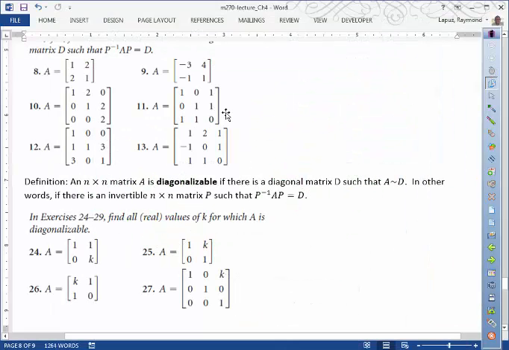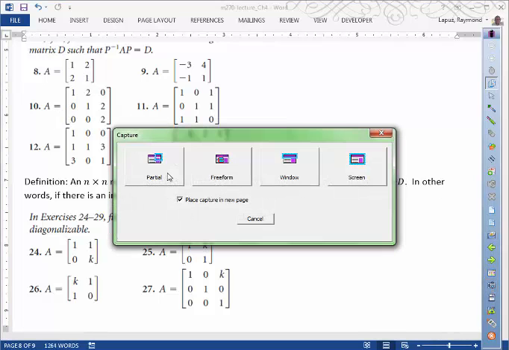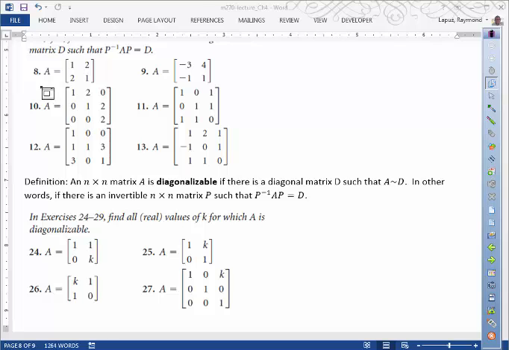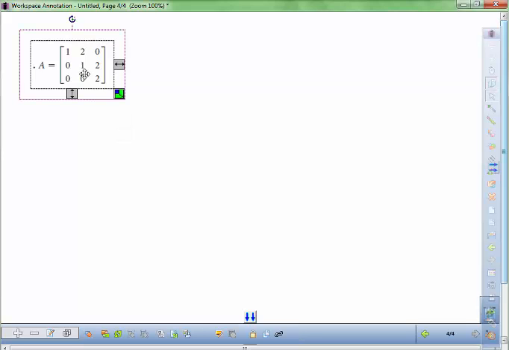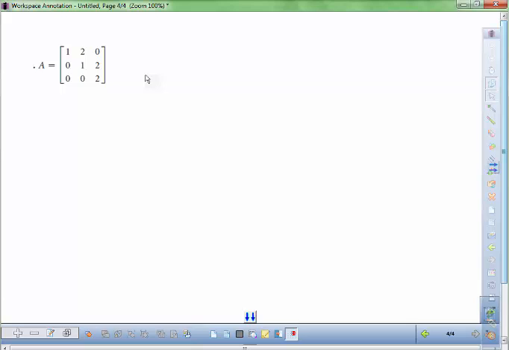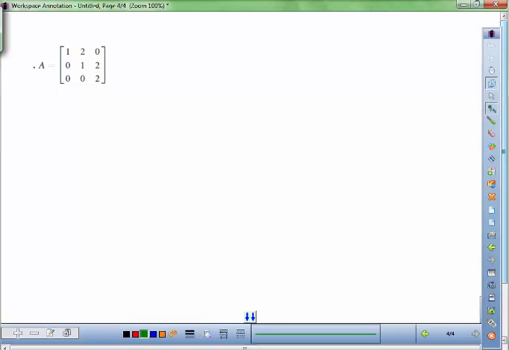Let's just pick one of these matrices. Let's pick number 10 as an example. Is this easy? It's an upper triangular matrix. All right, so let's find the eigenvalues of this.